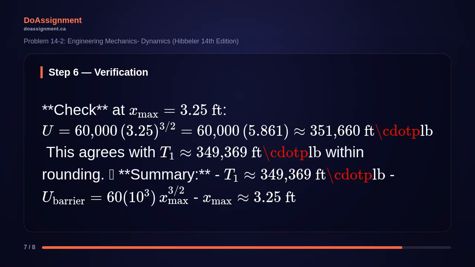We verify by substituting x max equal to 3.25 feet back into the work expression. 60,000 times 3.25 to the 3/2 power equals 60,000 times approximately 5.861, giving about 351,660 foot-pounds. This is in close agreement with our initial kinetic energy of approximately 349,369 foot-pounds. The small difference is due to rounding. The answer is confirmed. The maximum penetration is approximately 3.25 feet.